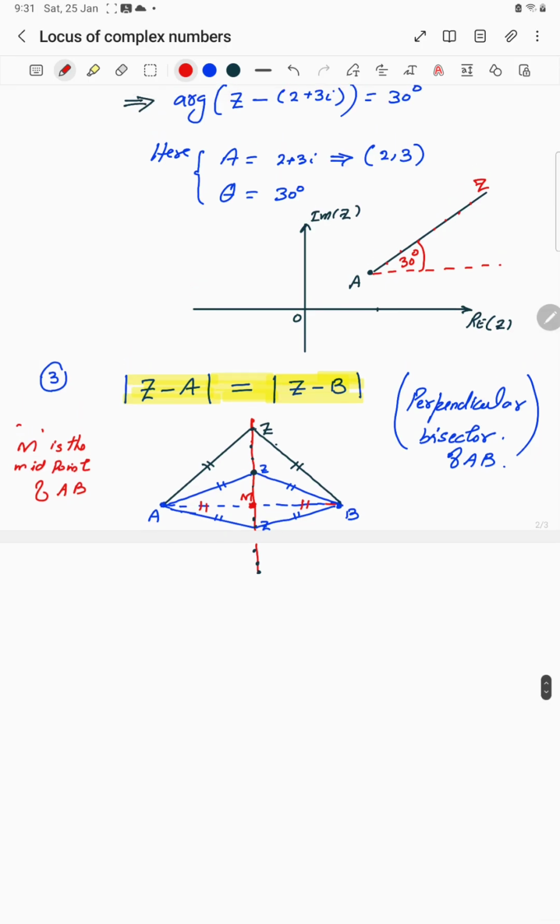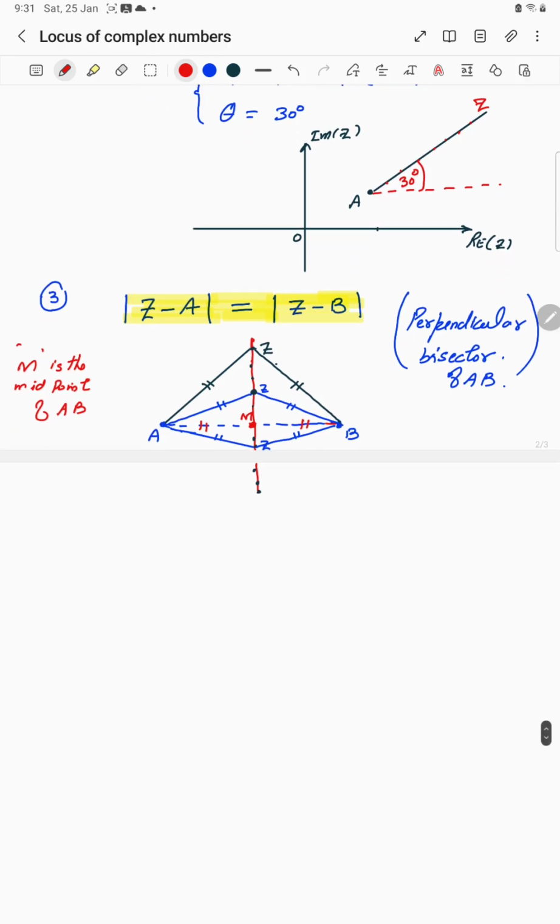And the third case study is when you have the moduli of two complex numbers equating each other. Then you are talking about a line bisector, where points are equidistant from certain points. We can read it as: the distance of z from point A equals the distance of z from B. So you are talking about the perpendicular bisector of line AB.